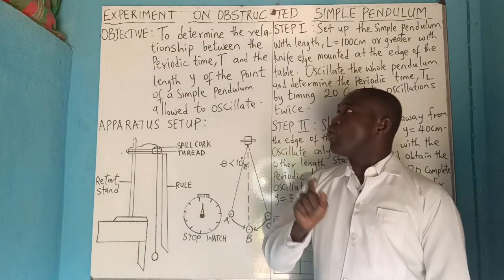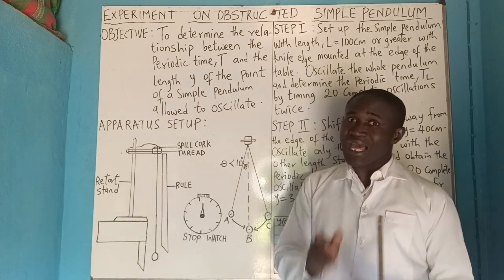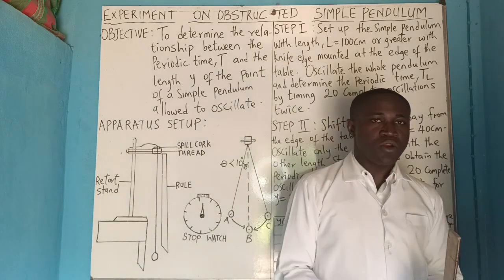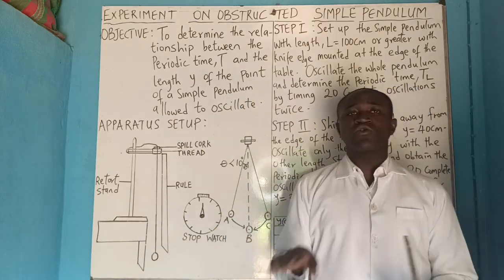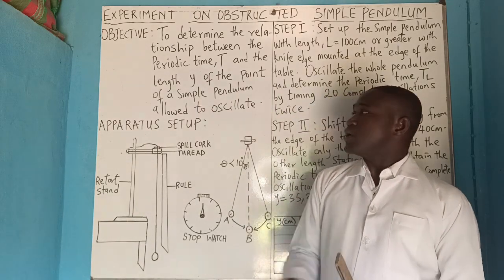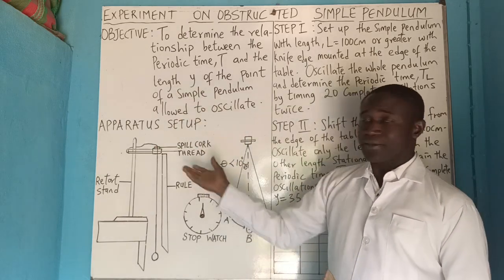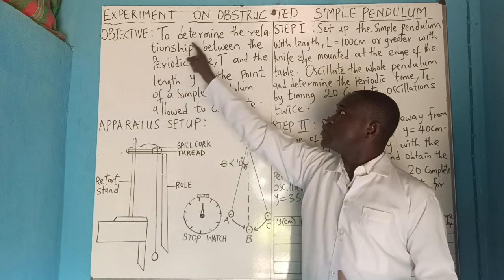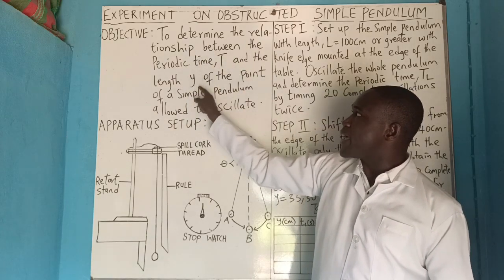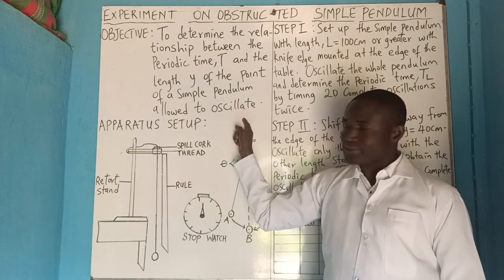In today's video, we want to discuss another important experiment in practical physics, and that is the experiment on the obstructed simple pendulum. In this experiment, we will see what we mean by obstructed simple pendulum. It has this objective, apparatus setup, procedure. Objective: to determine the relationship between the periodic time T and the length L of the points of a simple pendulum allowed to oscillate.